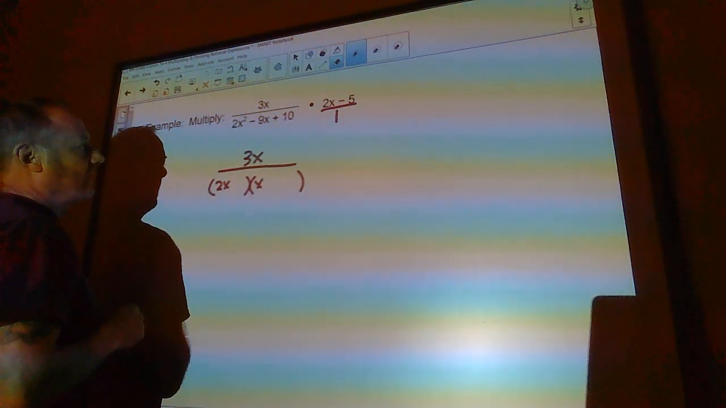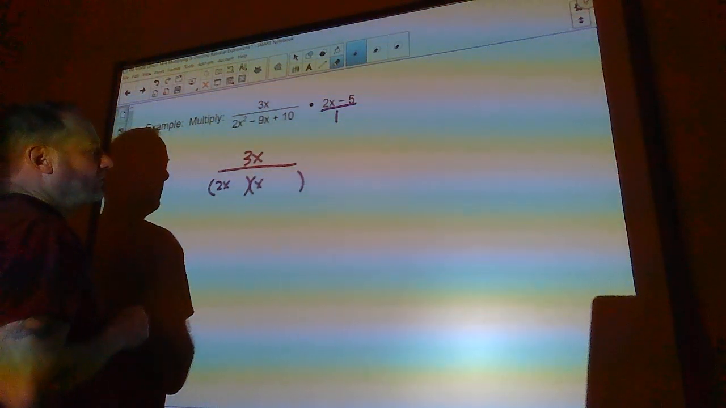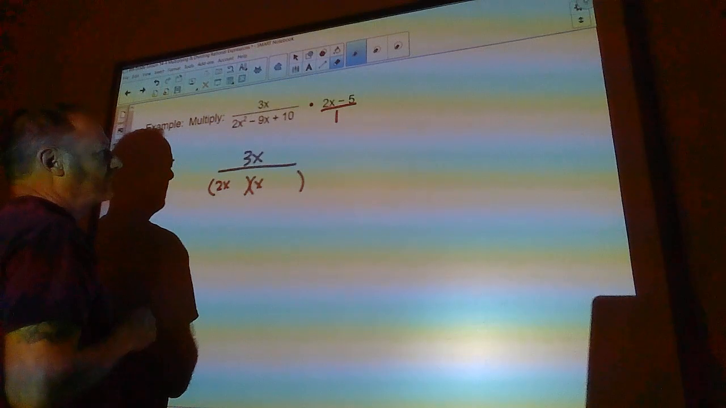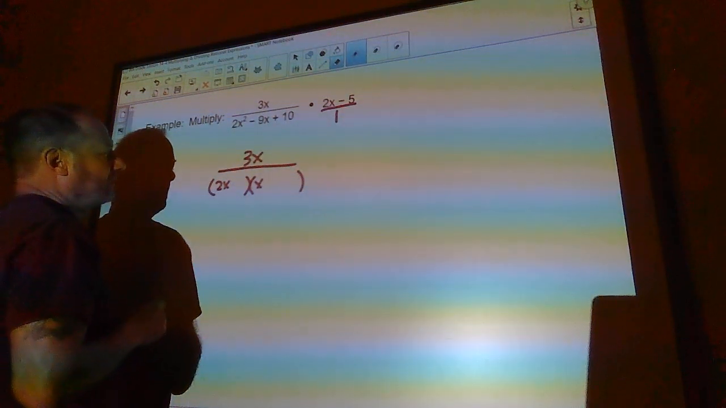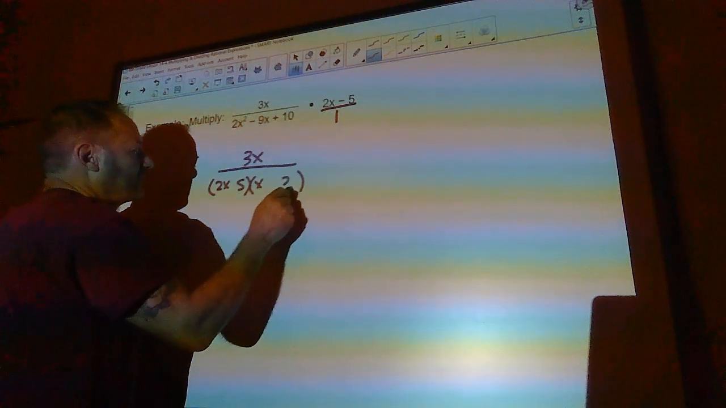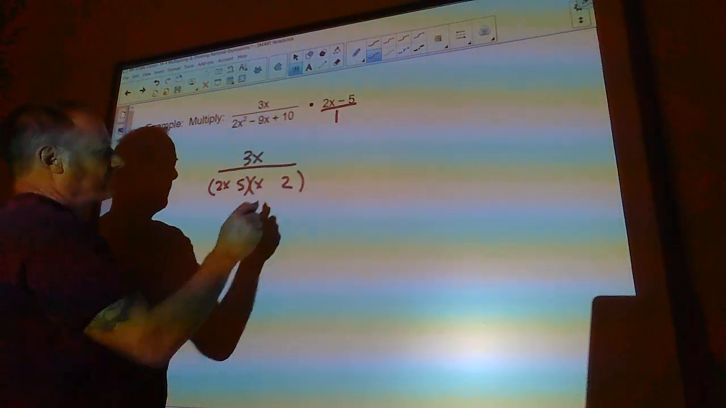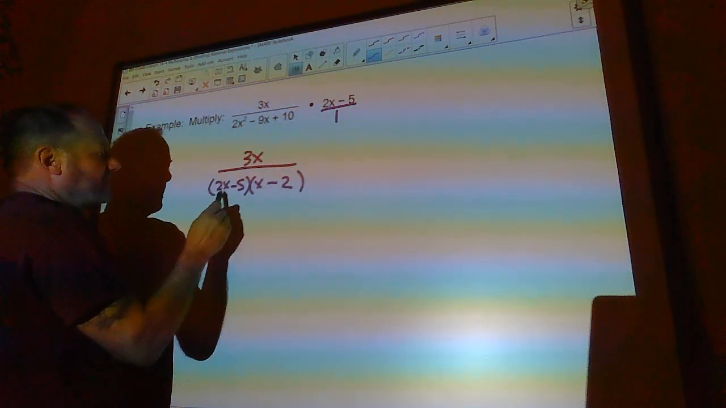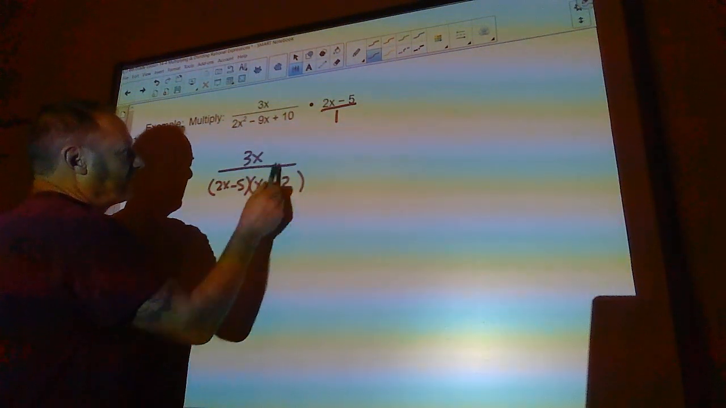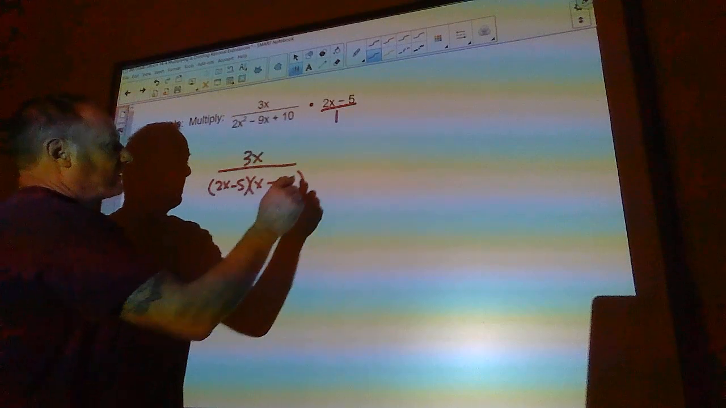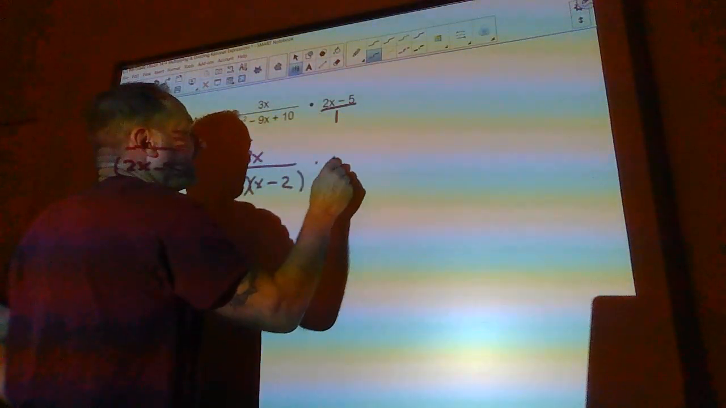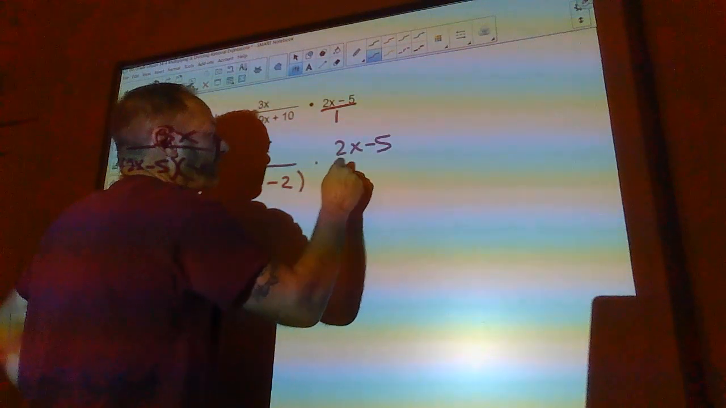So how about, is that going to factor? I could go 5 and 2 this way. That gives me, yep, there we go. Okay, so it's going to be minus and minus. So I get negative 4x, negative 5x makes negative 9x, and negative times negative is a positive. So we got that factored. Times 2x minus 5 over 1.